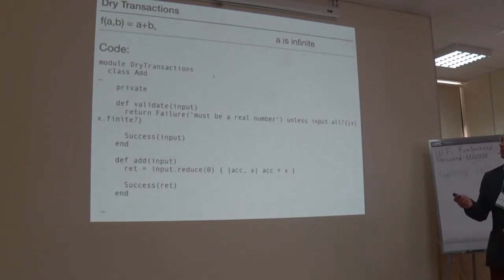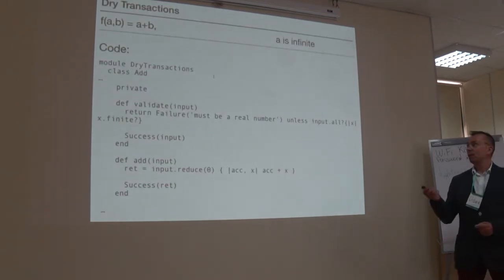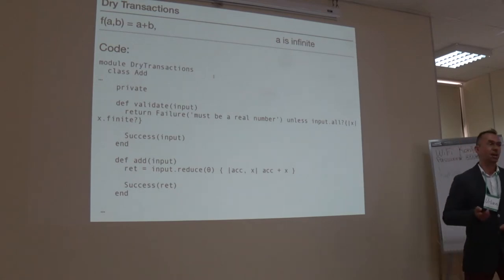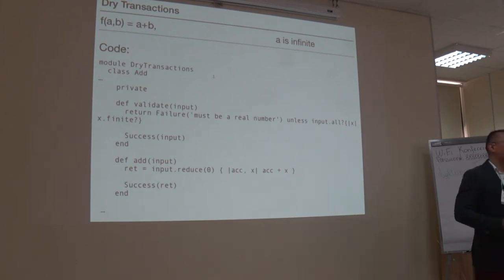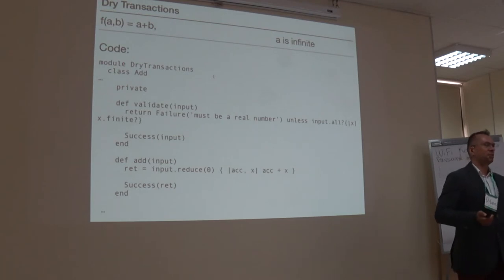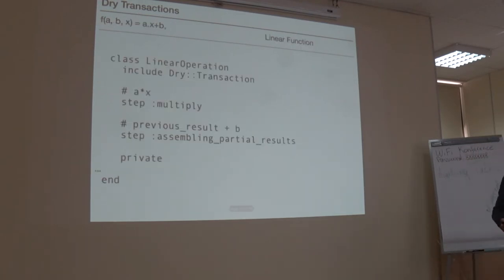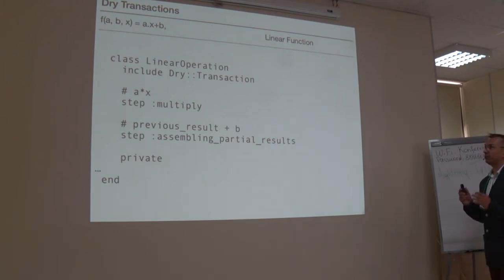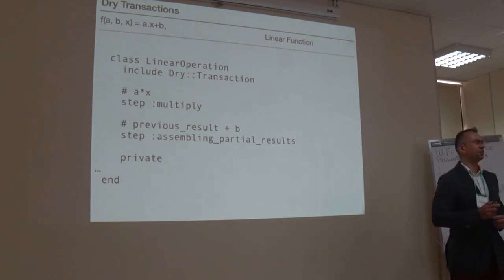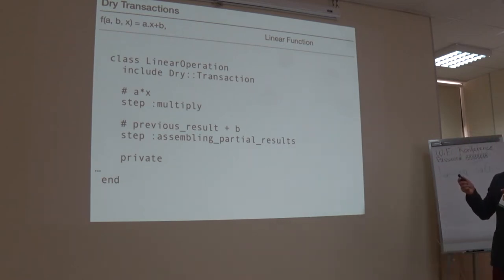So how do we do that? We have a validate method. Unless all the numbers are finite, then we return a failure, otherwise success. In the addition, we just sum the numbers together and return the number as a success. The exact same implementation would be for the multiply operation. And don't forget that we are heading toward implementing a linear function. So here is the implementation of the linear function.